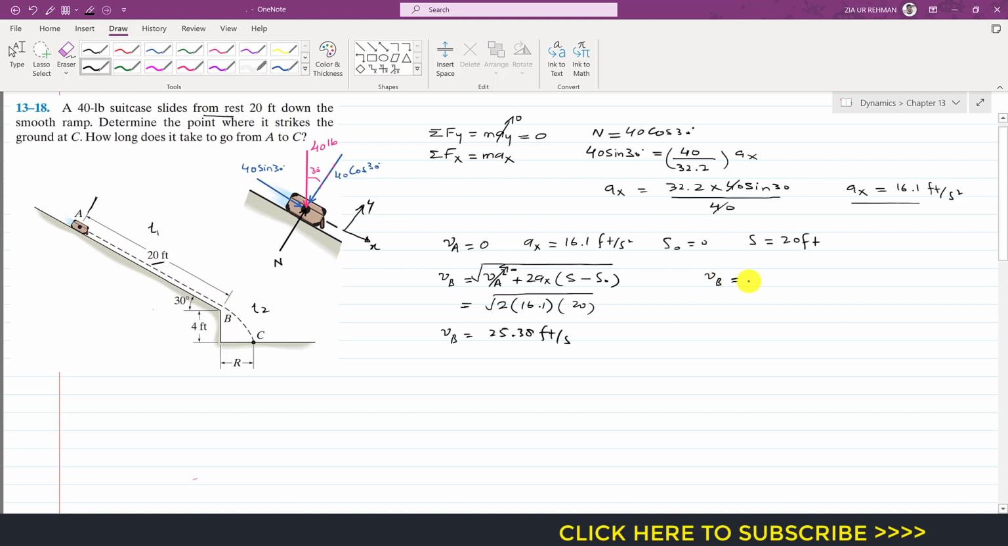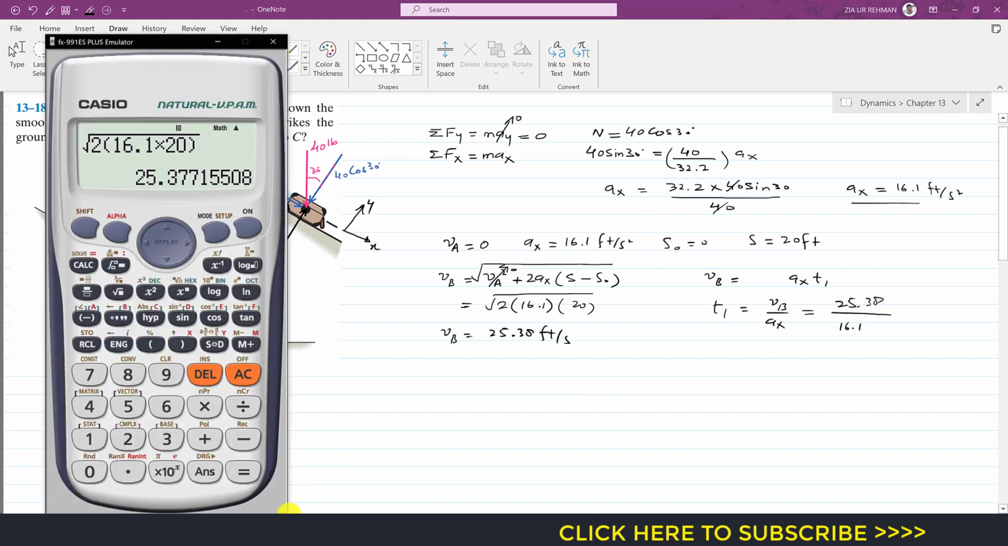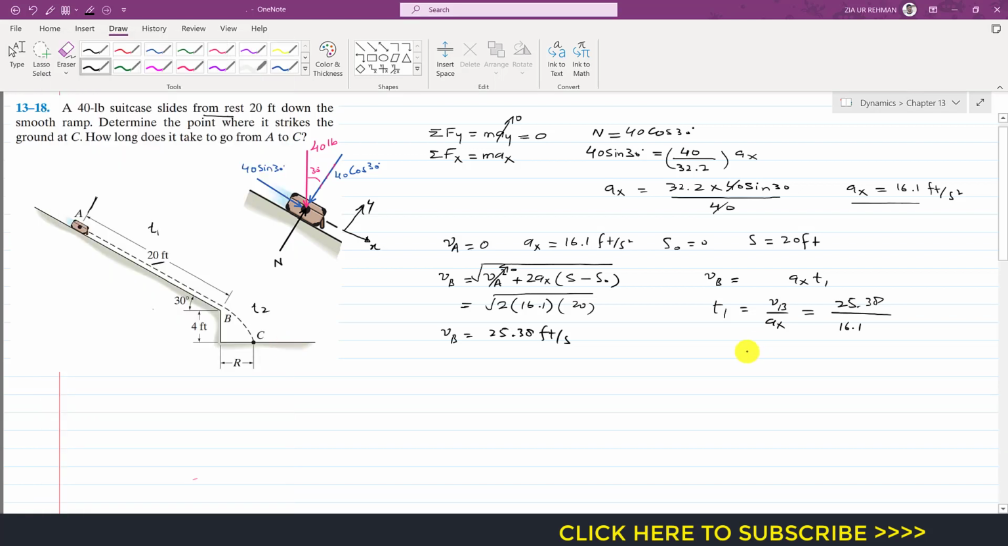Now to find the time taken from point A to B, we can use this equation: Vb equals Va plus Ax times t1, right. Again Va is 0, so we have Vb equals Ax times t1, and t1 will be equal to Vb divided by Ax. Vb is now known, 25.38, divided by Ax, which is 16.1. So t1 is equal to 1.576 seconds.